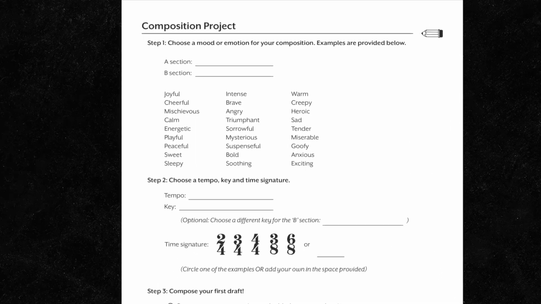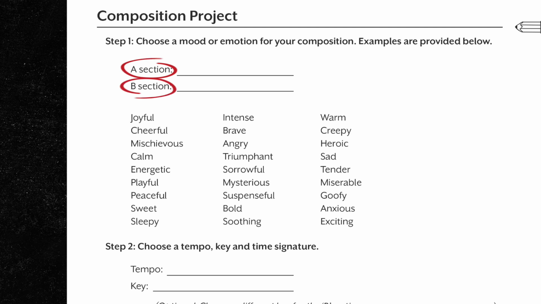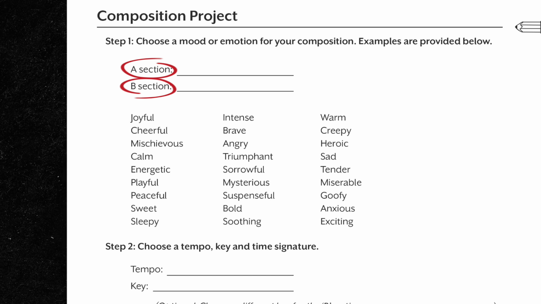So now at this point, pause the video and choose the mood or emotion for your A section and also for your B section. Now remember, don't stress about getting it perfect. You can always change your mind later. This is your composition. Okay, go ahead and pause the video and decide on the mood for your composition.